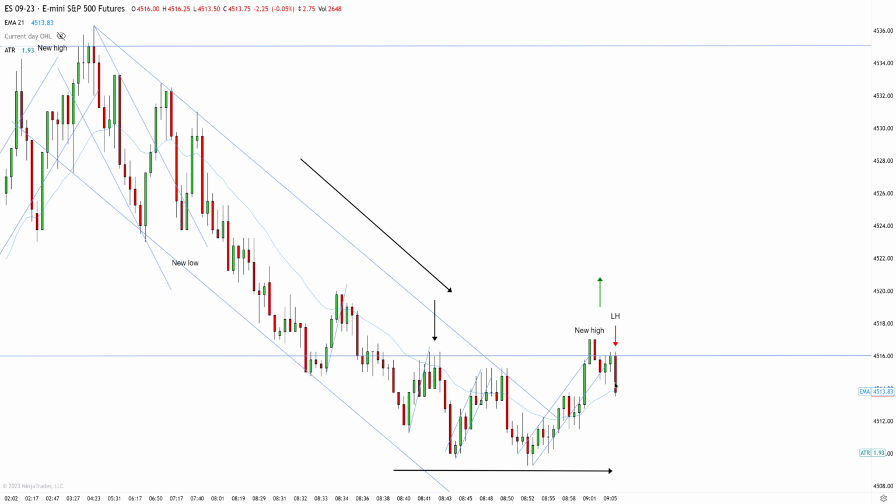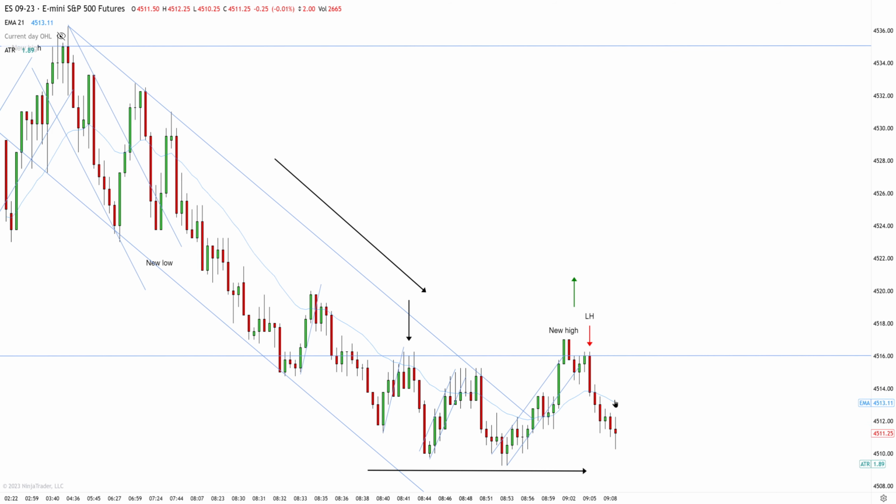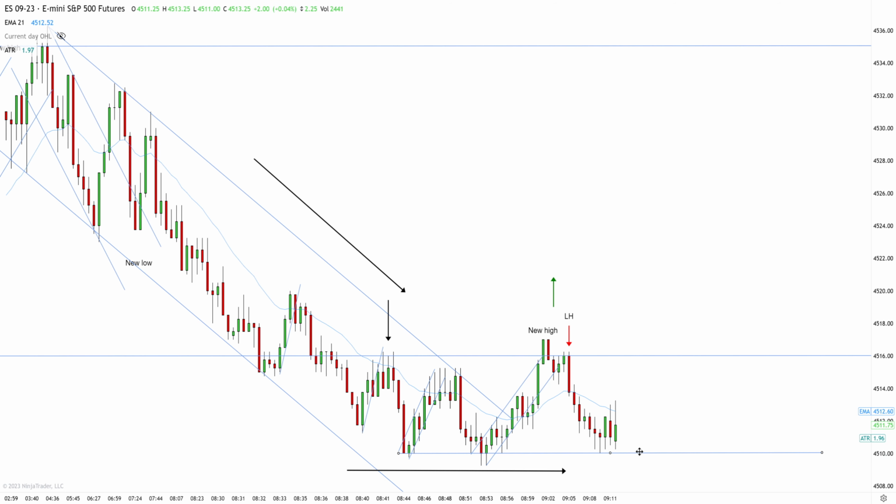I was looking for a failed second entry long close to the EMA, but it never formed. By the time I get a failed second entry long, price is this far down, and you have to ask yourself a question: is this failed second entry long reliable? It is not, because the move down already happened.